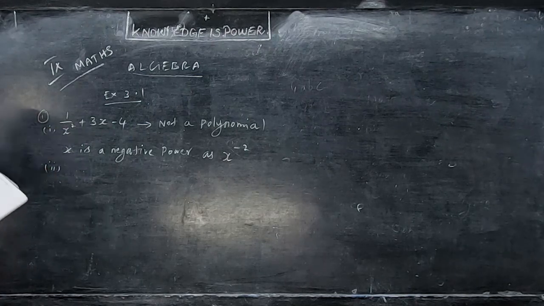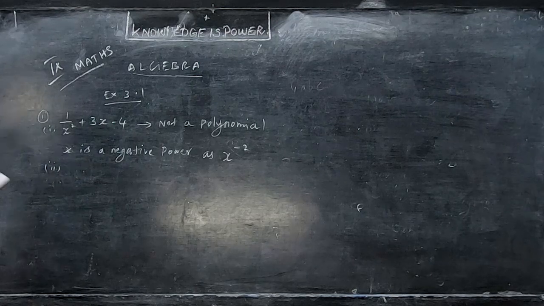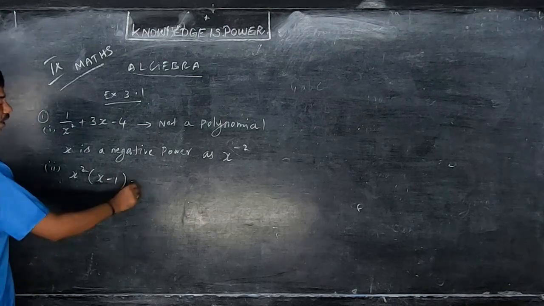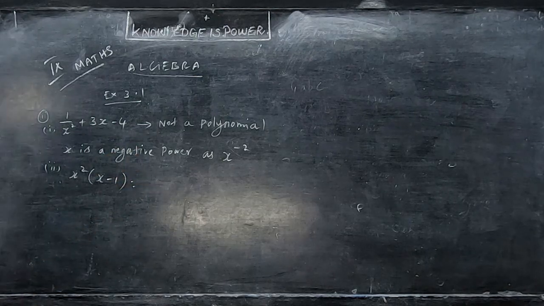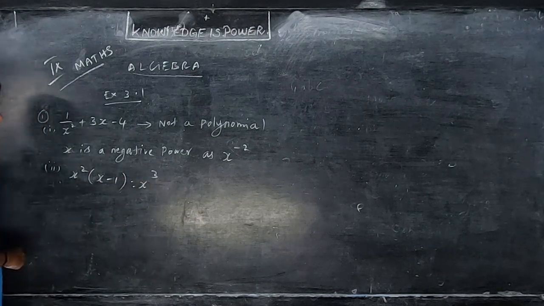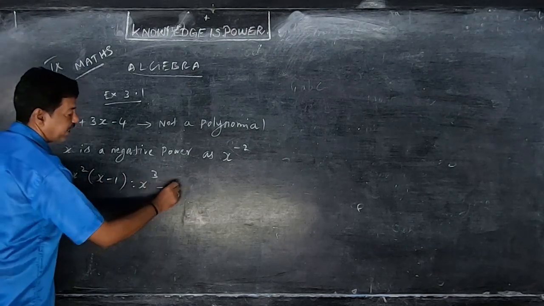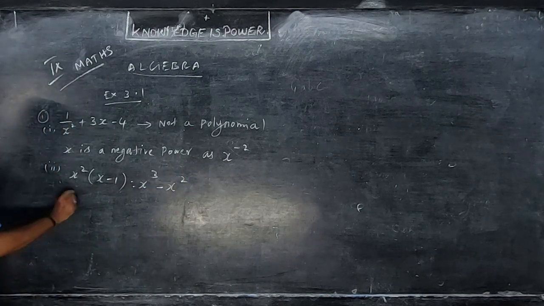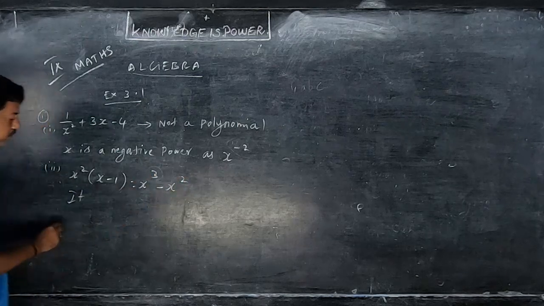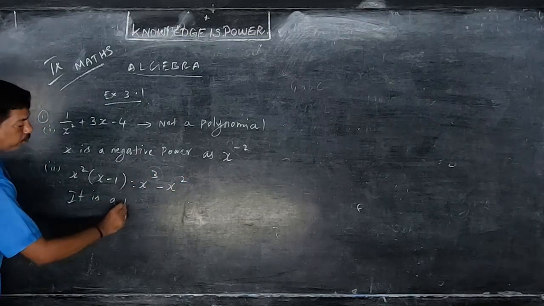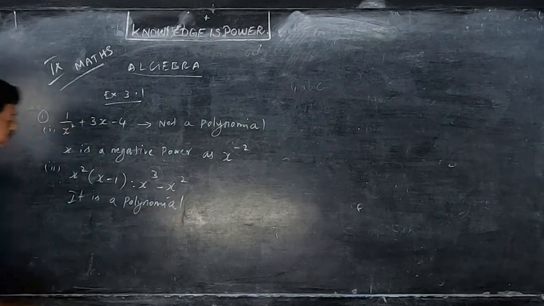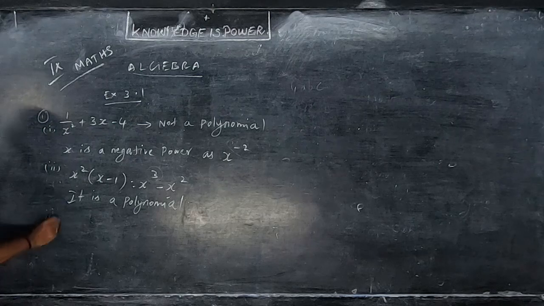Now we move on to the second Roman letter. X square times x minus 1. How can we tell this? First you multiply these two things. X square into x, x cube. X square into minus 1, minus x square. So it is a polynomial because the power is a whole number. It is a polynomial. Now question number 3.